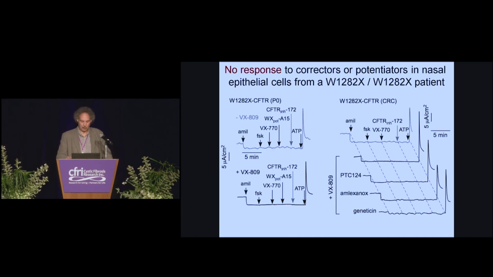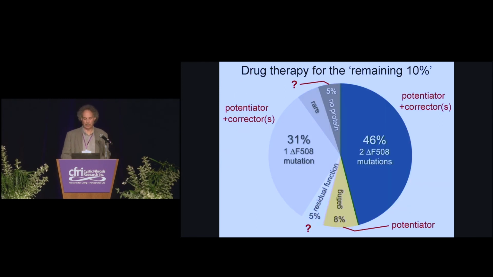And we have other candidate molecules as well. So the question is, what does it do in real human cells? And it's been very hard to come by because they're relatively rare in the United States, delta F W1282X homozygous cells. And we found, using cells from one patient, unfortunately, absolutely no effect of any of the compounds. And we believe this is due to patient-specific factors, and I'll come back in a few minutes to a different patient where we did see some activity. But let me come back to the no protein remaining 5%, as well as the residual function 5%.